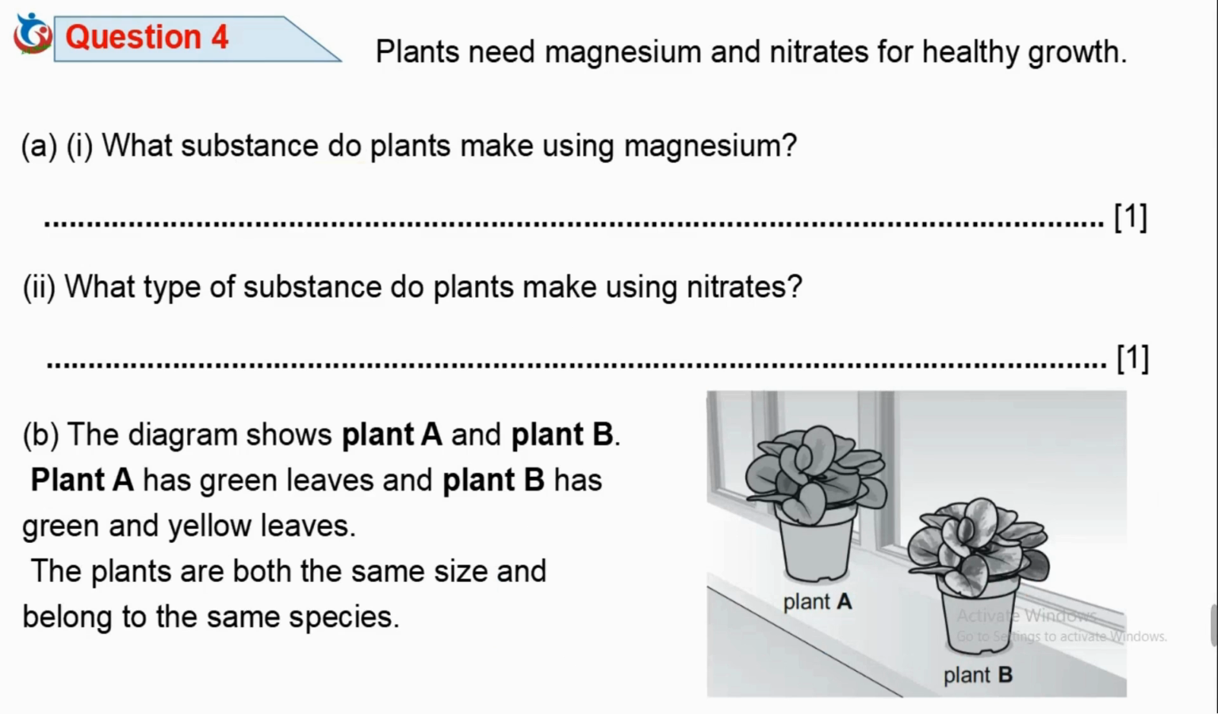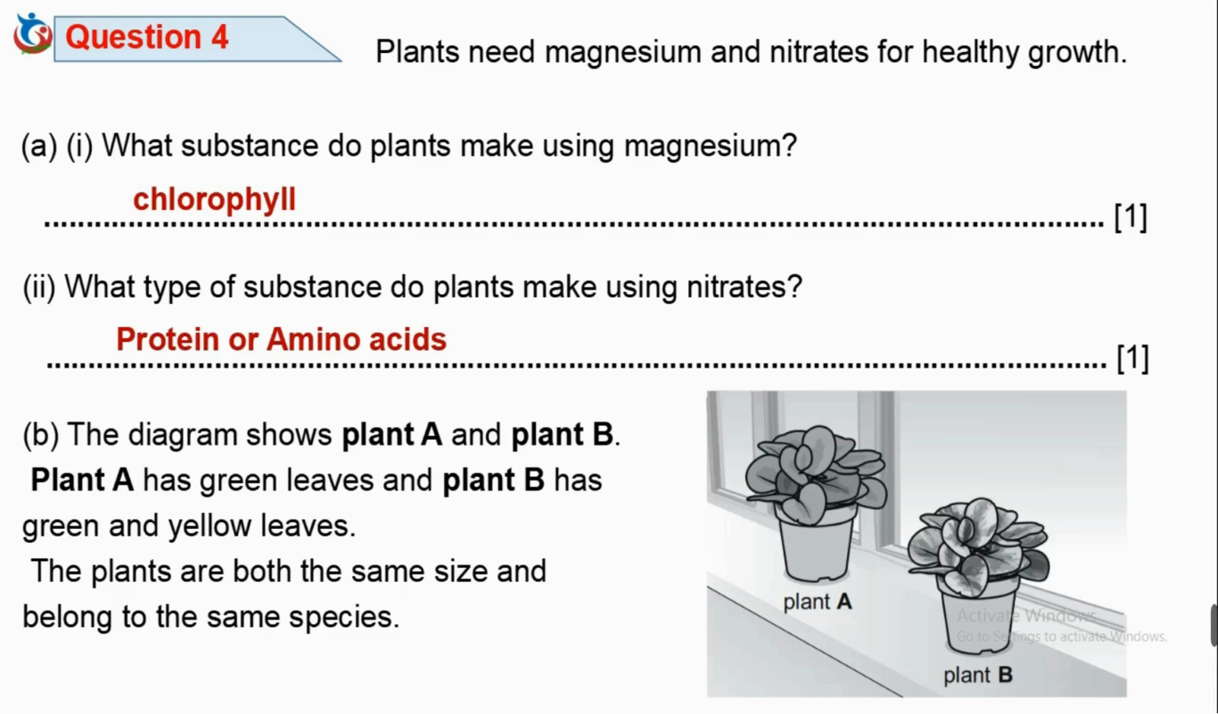Question 4. Plants need magnesium and nitrate for healthy growth. 4a1. What substance do plants make using magnesium? Magnesium is an essential nutrient used by plants in formation of chlorophyll. Question 4a2. What type of substance do plants make using nitrates? Nitrates are required by plants in production of protein or amino acids.